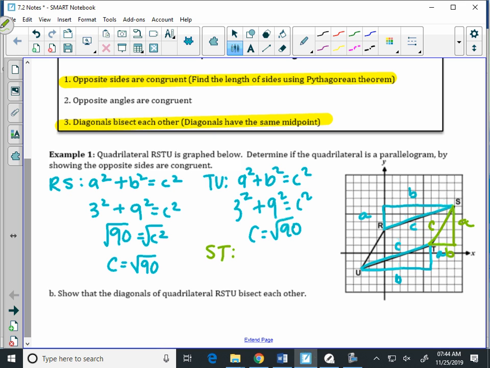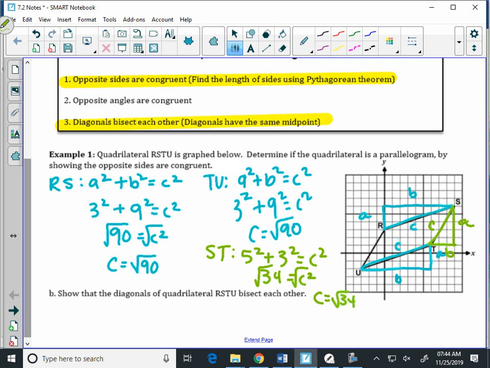What's the length of our A? 5, so it'd be 5 squared. Plus, what's the length of our B? 3. And what is 5 squared plus 3 squared? 34. And then what do we have to do on both sides? So C is radical 34.